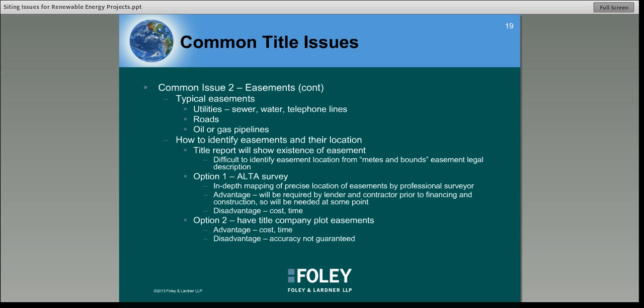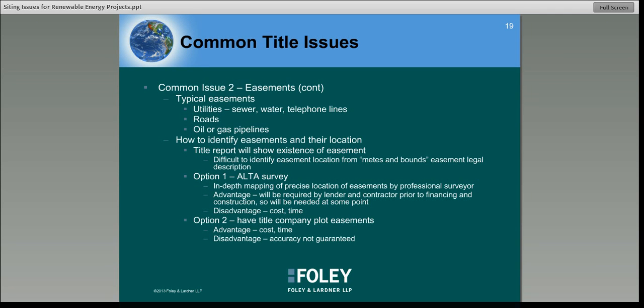As far as how you spot these things, again, the title report is going to tell you whether or not these easements exist. The problem is that it's often going to be hard to tell from the easement document the exact location of the easement, because the document is generally going to have what's known as a metes and bounds description. It'll have degrees and minutes of angles, so it's going to be hard for you to tell exactly where these things are located. So how do you tell where these are?